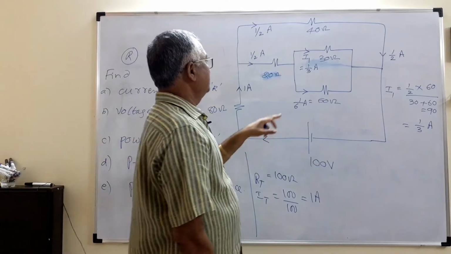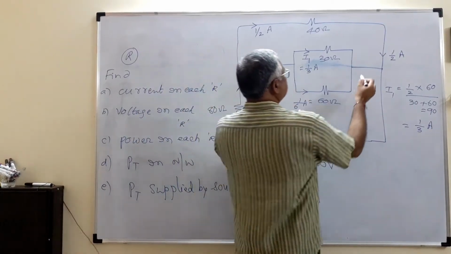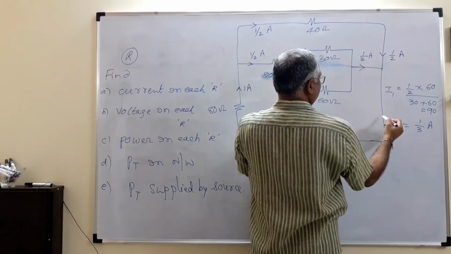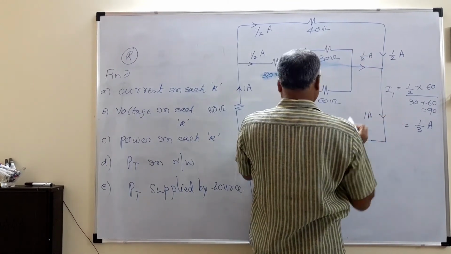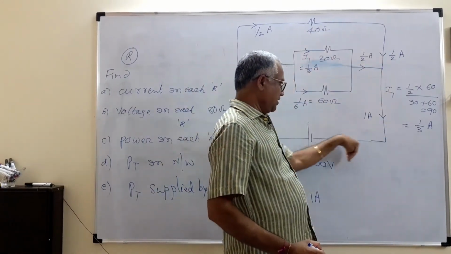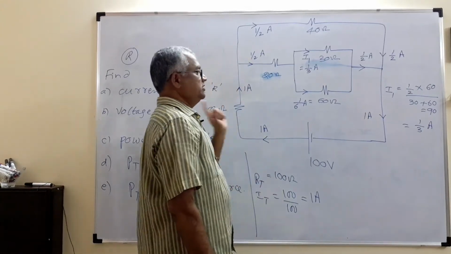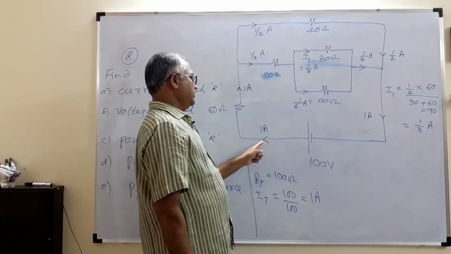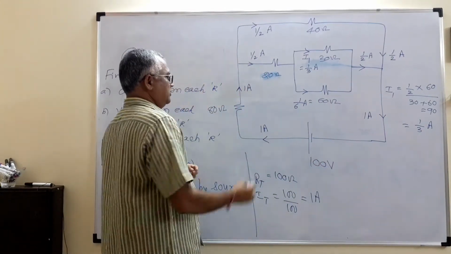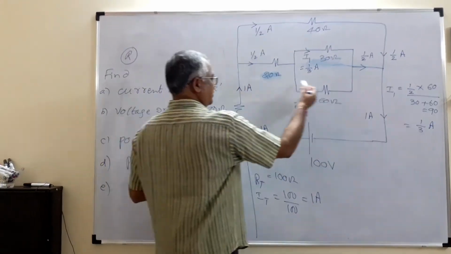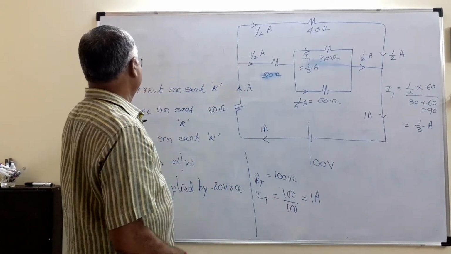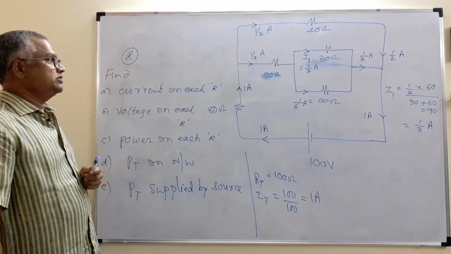1 by 6. 1 by 3 plus 1 by 6 is what again? 1 by 2. 1 by 2 plus 1 by 2 is how much? 1 ampere. The source is giving how much current? 1 ampere. How much current is coming back again? 1 ampere. This is a thumb rule: whatever current the source is giving, the same current should come back compulsorily. If it started with 1 ampere and comes back off, something is wrong. So this is how you can find current in each resistor.